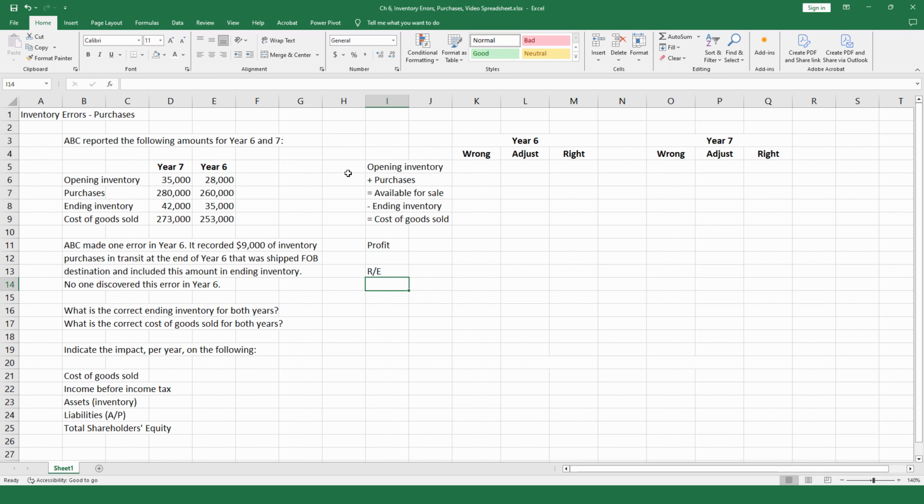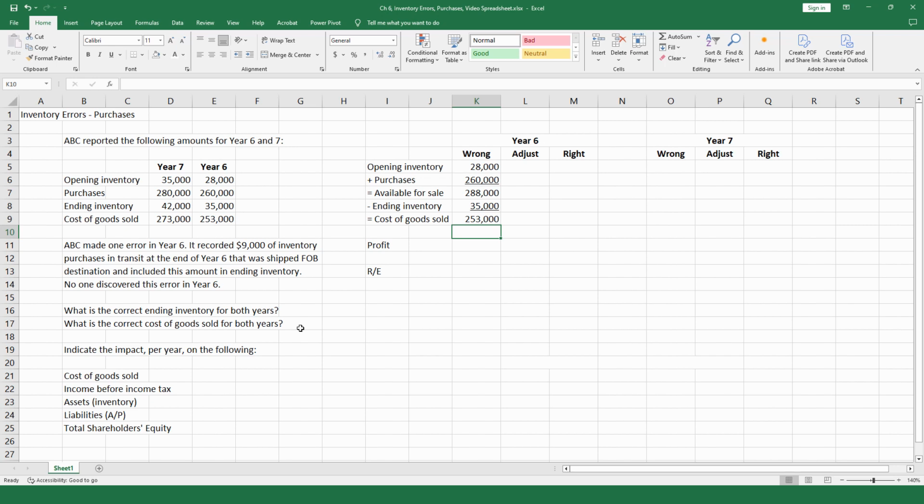All right, so I'm going to put in all the numbers that I know. And keep in mind, I have to start with year 6, so be careful with that. So I've got my opening inventory, $28,000. I've got my purchases, $260,000. When I add those two things together, it's going to be equal to the total amount of inventory that I had available for my customers throughout the year. I'm going to subtract the ending inventory. And when I subtract the ending inventory, I get my cost of goods sold, which is $253,000, identical to the $253,000 which was given in the question.